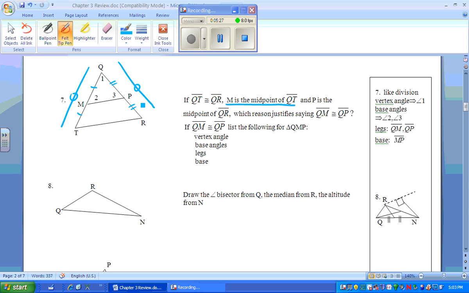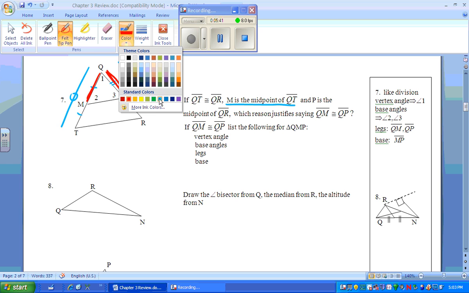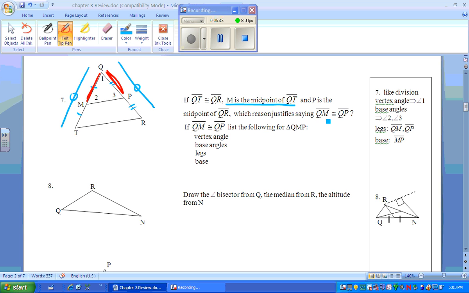That's correct. So in this case, we want to know what reason would justify that QM, this little piece here, is congruent to QP right here. Well, I want something smaller, and I know the two bigger pieces are congruent here. So the reason here would be like divisions, because I need something smaller.